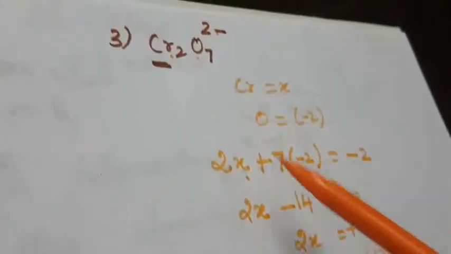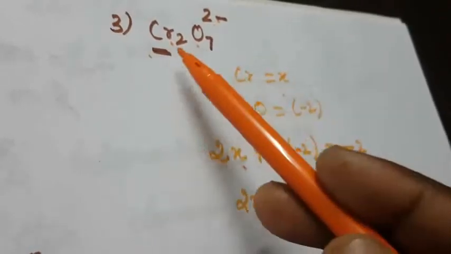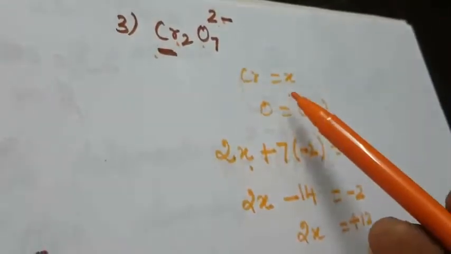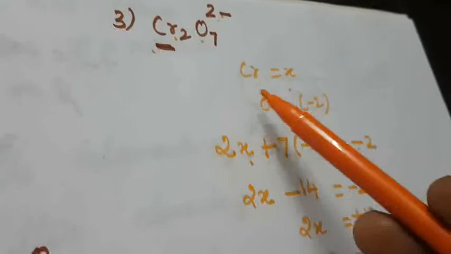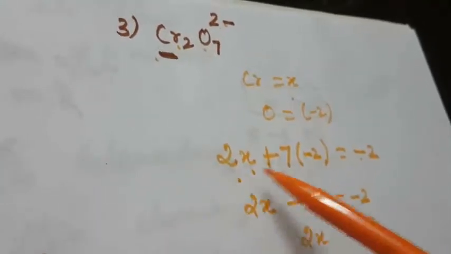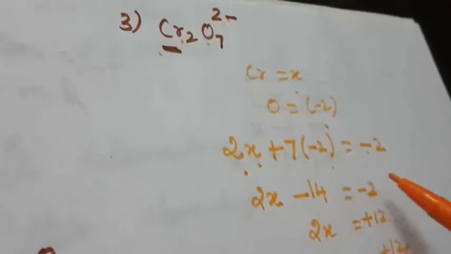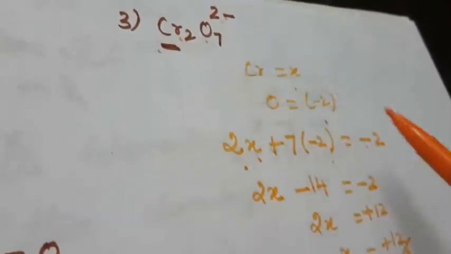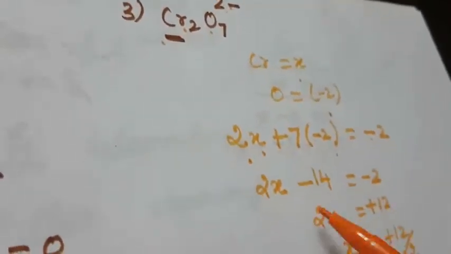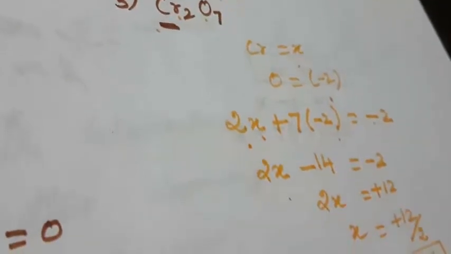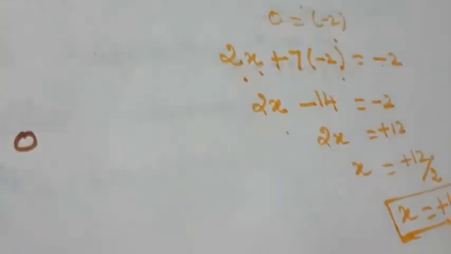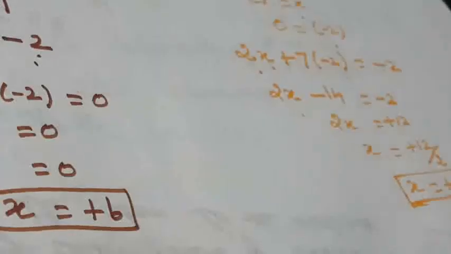How to calculate? Chromium is assigned X. How many molecules of chromium are there? 2 molecules of chromium, so that is 2X. Right, here 2X. 7 molecules of oxygen are there. Oxidation number of oxygen is minus 2. Equal to, here the charge 2 minus is there, minus 2. So now substitute all those values here. That is X is equal to plus 6. Okay, so this is another one.